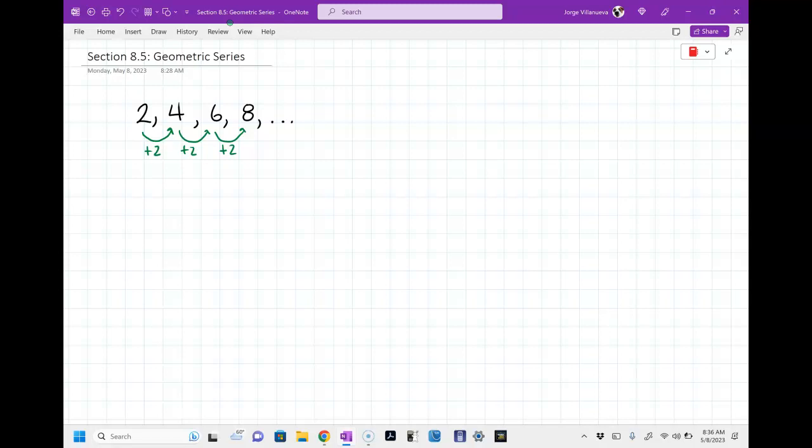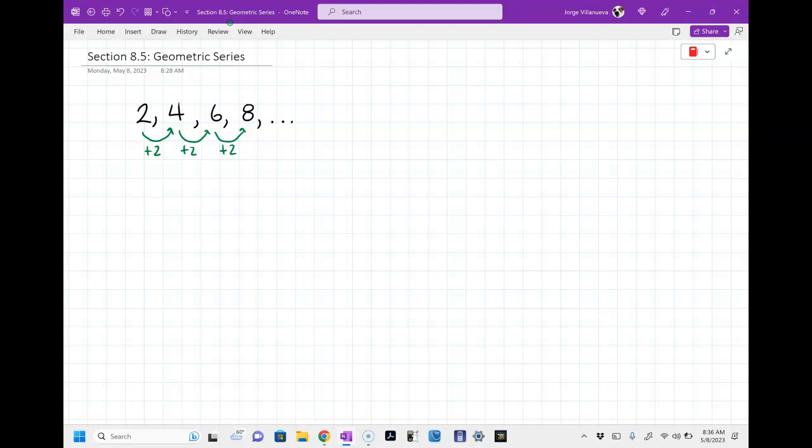Or maybe you're subtracting it, right? Maybe if I went 8, 6, 4, 2 instead, it'd be minus 2, minus 2, minus 2, right? So an arithmetic sequence was based on adding or subtracting the same number consistently throughout all the terms, okay.